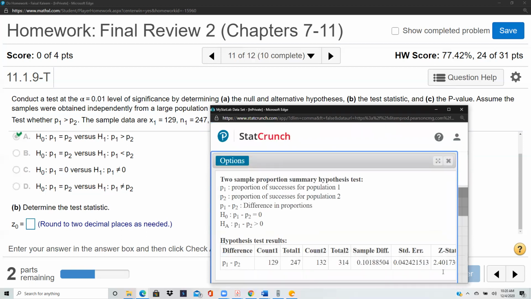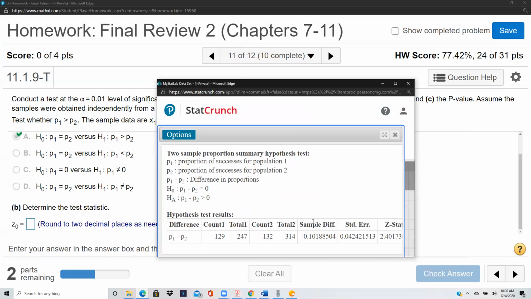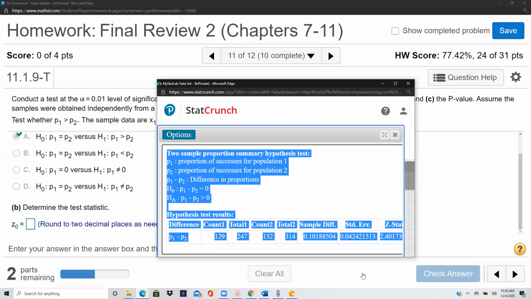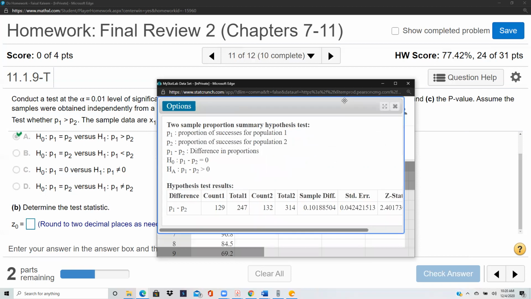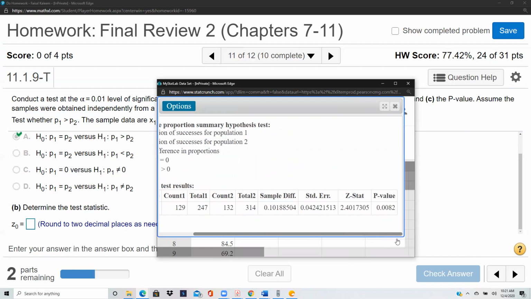So test statistic is, that's very annoying. It's hidden. I have trouble getting this. Okay. So test statistic is 2.44 and p-value is 0.0082.